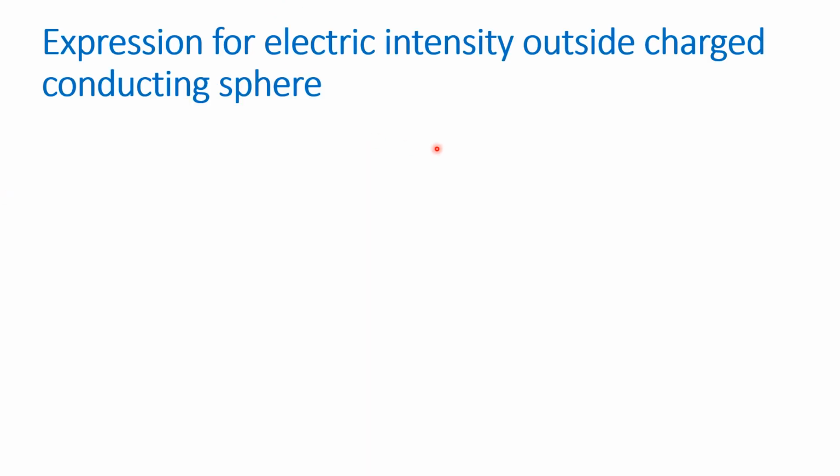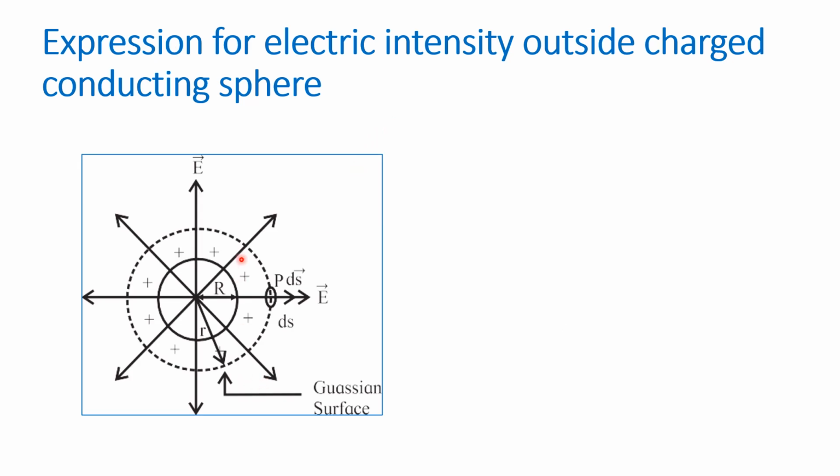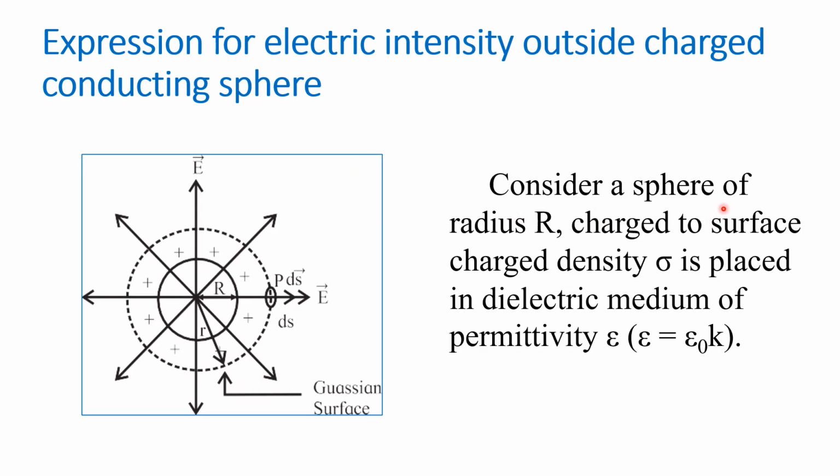One application of Gauss law is the expression for electric intensity outside a charged conducting sphere. Consider a sphere of radius capital R, charged to a surface charge density sigma, when it is placed in a dielectric medium of permittivity epsilon, where epsilon is equal to epsilon 0 k.